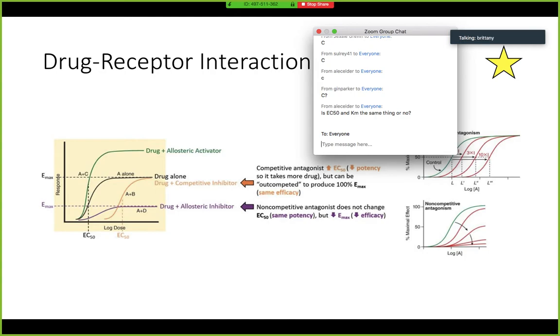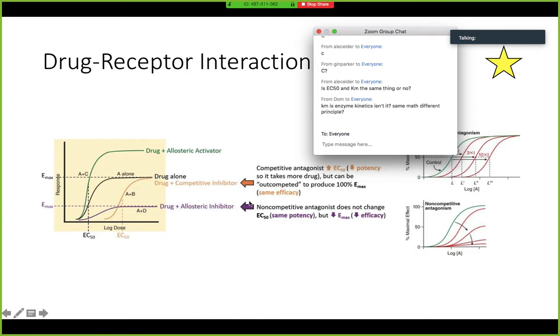Is EC50 and KM the same thing or no? I'll have to double check that. I believe so, but when you're talking about drugs and a dose response curve, they call it the EC50. So I think KM is just a less specific descriptor. Does that make sense? Yeah, you are right. Same math, different principle, right?